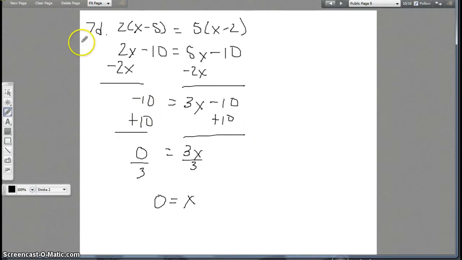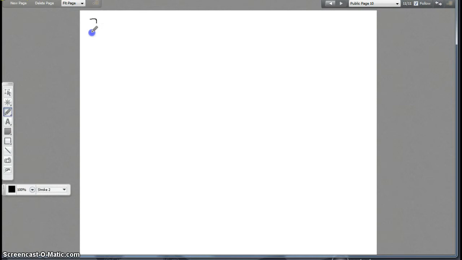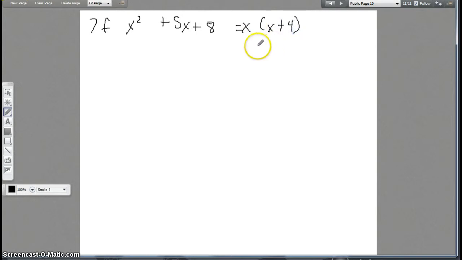Okay, so let's jump down to part F. Number 7F. We have x squared plus 5x plus 8 is equal to x times x plus 4. So on this left side, we're just going to leave that alone, x squared plus 5x plus 8. And on the right side, I need to multiply this out. X times x is x squared, x times 4 is 4x.